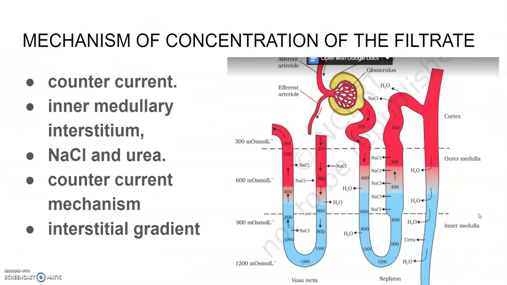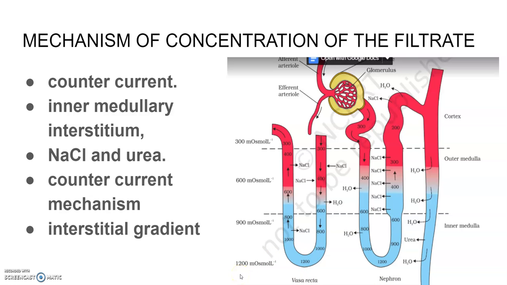Now, the mechanism of concentration of the filtrate. Mammals have the ability to produce a concentrated urine, and the Henle's loop and vasa recta, this is the vasa recta, play a significant role in this. The flow of filtrate in the two limbs of the Henle's loop is in the opposite direction and thus forms a counter current mechanism, and the flow of blood through the two limbs of vasa recta is also in a counter current pattern. So this part is the vasa recta, and this is from the loop of Henle.